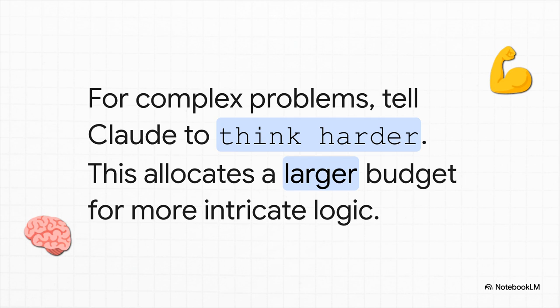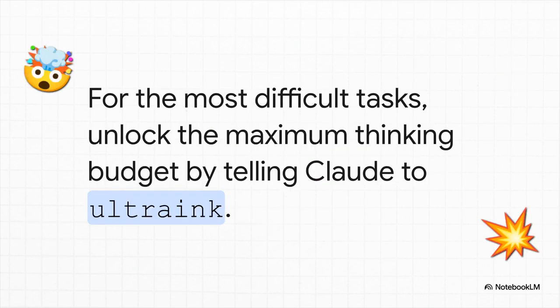Facing a more complex problem? Well, you just level up your request. Instructing it to think harder gives it a bigger thinking budget, which allows it to tackle more intricate logic and all those tricky dependencies. And for those really difficult, multi-step tasks, you can unlock the maximum thinking budget by telling it to ultrathink. This is your go-to for those problems that seem almost impossible for an AI to solve on its own.